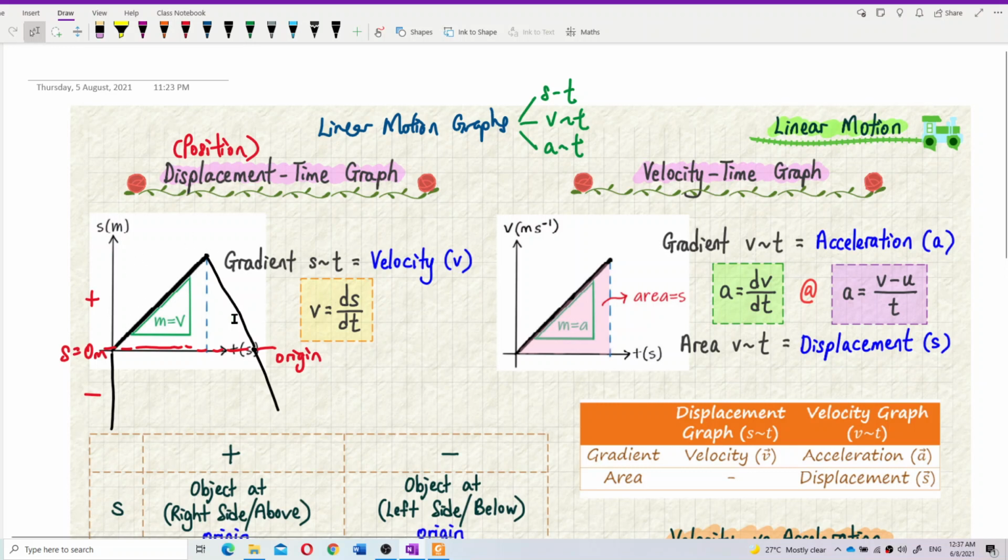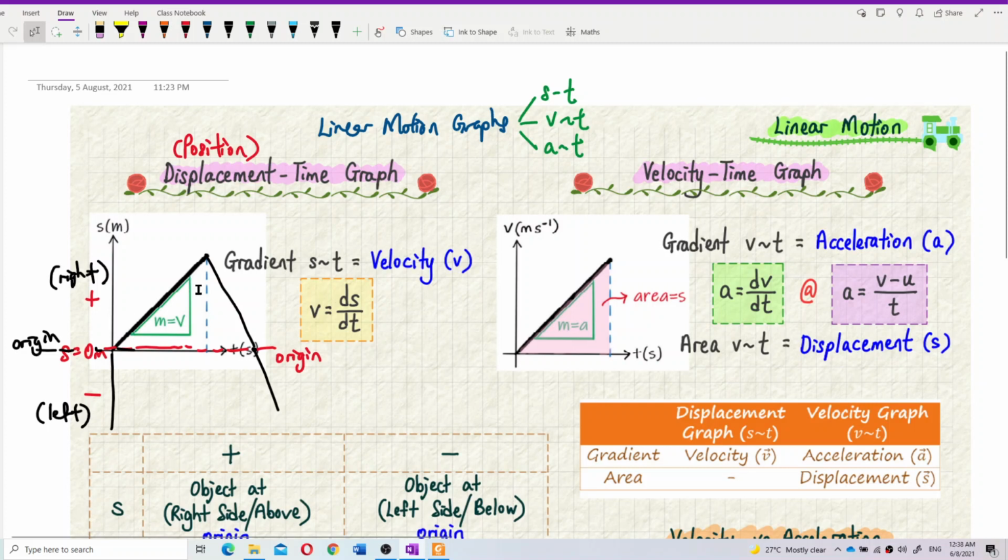So if the graph is above the axis, the object is at the right hand side of origin. But negative displacement means at the left hand side of origin; the center is the origin. I hope you understand the concept. If the graph comes back to the time axis, the object returns to origin.